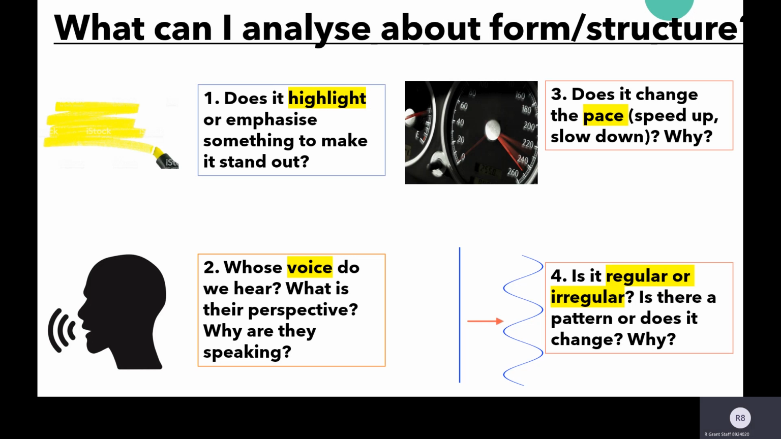And then finally, number 4, is it regular or irregular? Is there a pattern or does it change, and why? So for example, in London, we have a regular rhyme scheme throughout, A, B, A, B, C, D, C, D, if you look at the words at the end of the lines. However, in other poems, such as Remains, there is no regular rhyme scheme. It's in free verse because it shows us the speaker's train of thought.